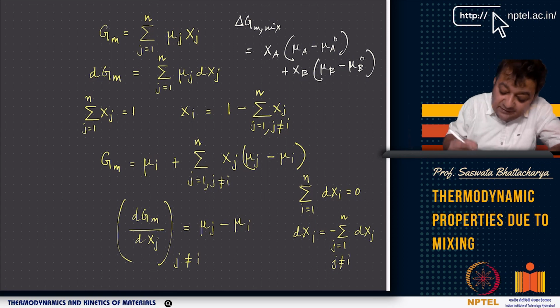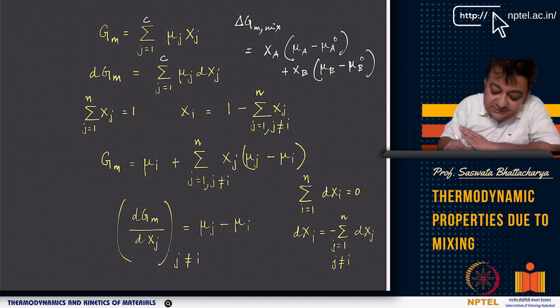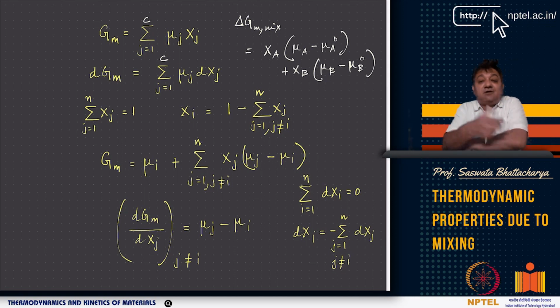So basically you can try to derive it this way. GM is the summation of mu j xj over all components. Say you have C components, because n I am talking about the total number of moles. So that's why I say you have C components, so j equals 1 to C: component 1, component 2, like that, up to component C.